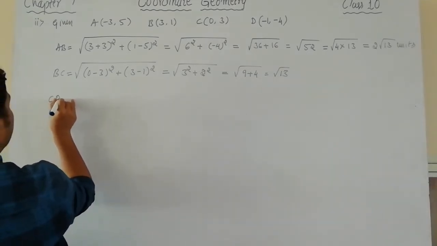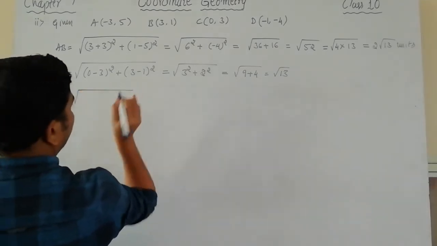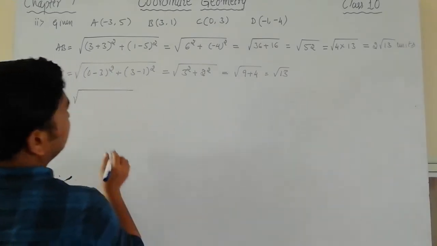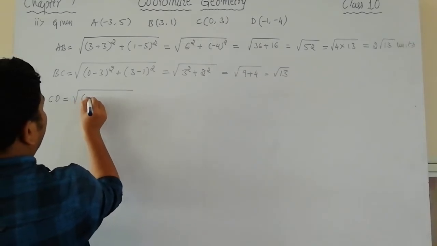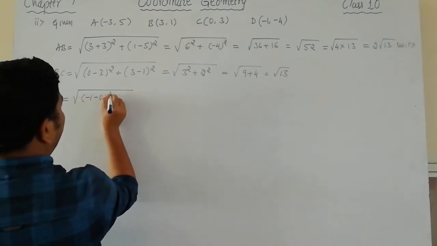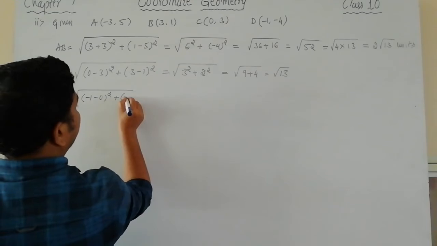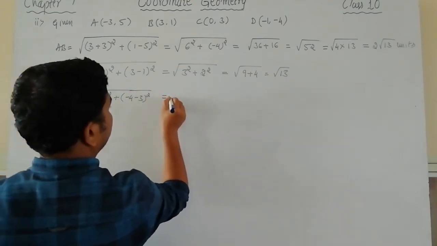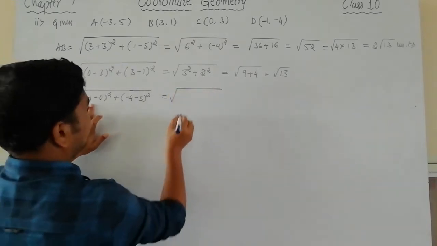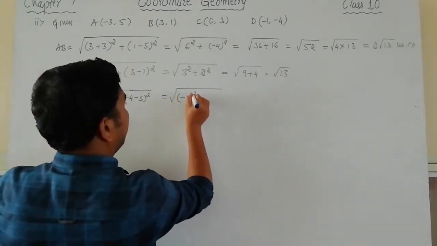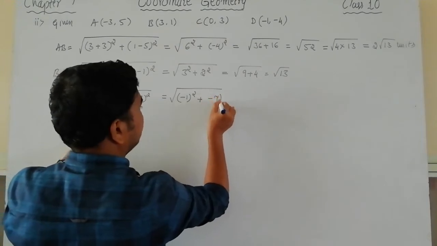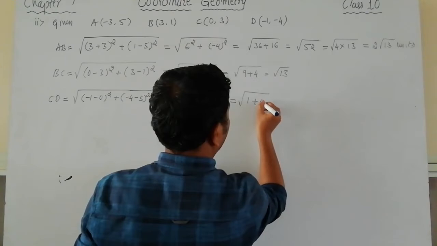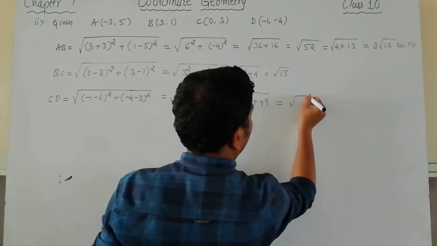I will move on to the CD. CD is equal to square root of, so now look at here. CB means it will become like this: (minus 1 minus 0) whole square plus (minus 4 minus 3) whole square, which is equal to square root of minus 1 whole square plus minus 7 whole square, which is equal to square root of 1 plus 49. 1 plus 49 means it will become root 50.